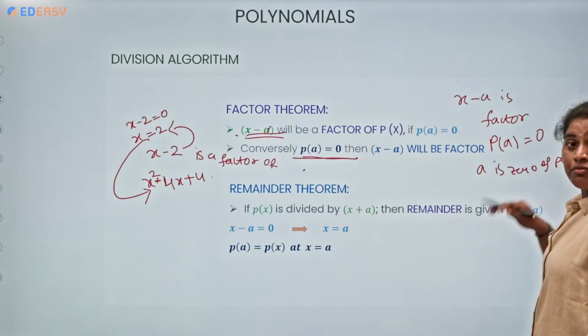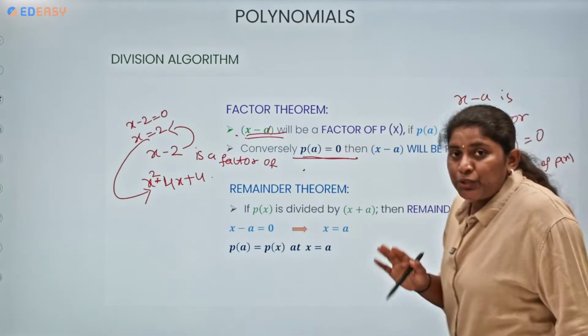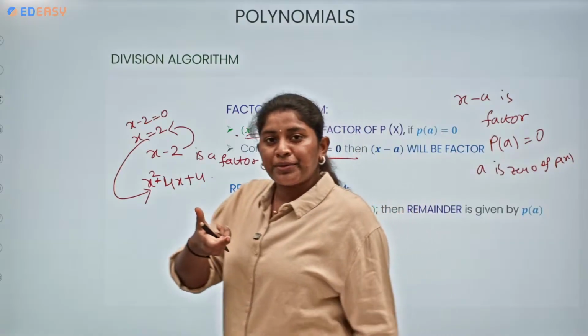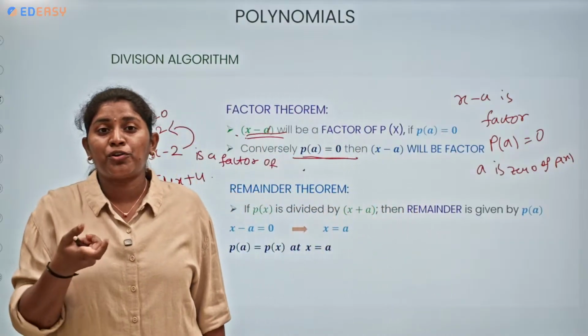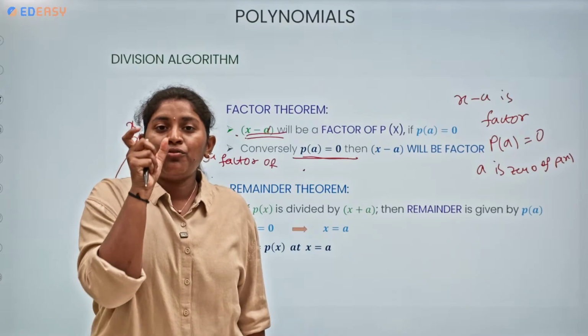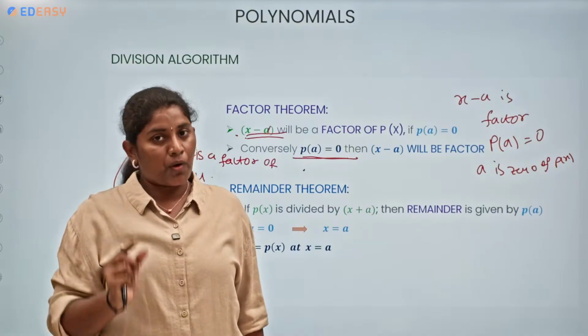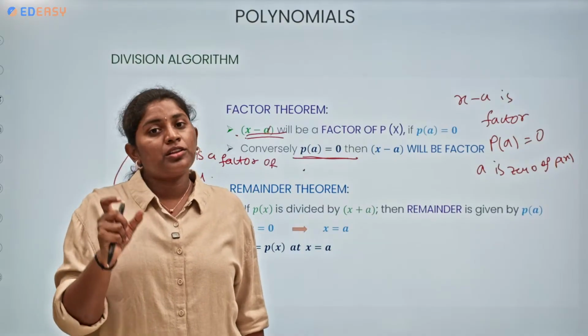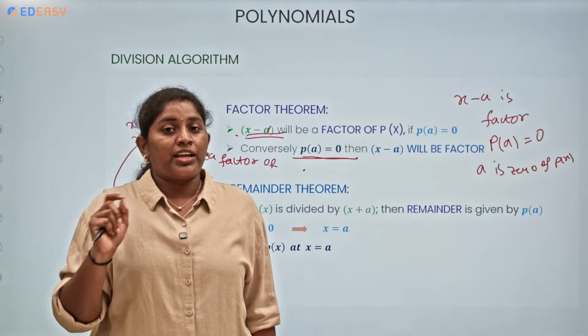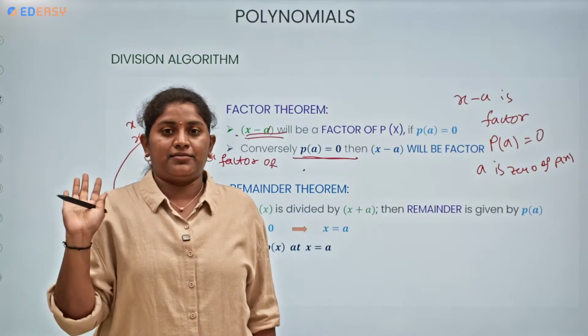A is 0 of p of x. Factor theorem is very simple. We just need to check whether the given polynomial is a factor of another polynomial or not. How can we check? Take the 0 from that given factor and place that 0 in the polynomial. If you get the polynomial value as 0, then the given polynomial will be a factor.